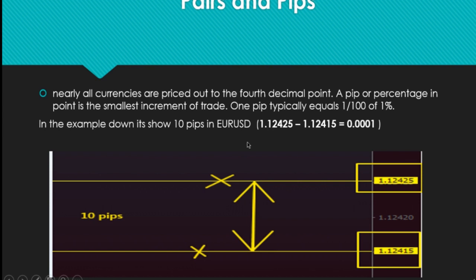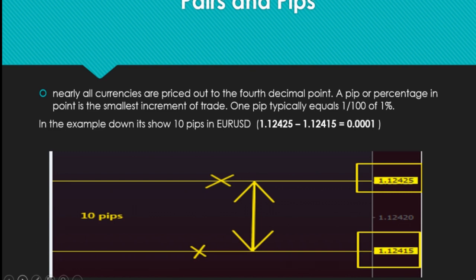As you see it here, that's how you calculate 1 pip. Look here, 15 and 25. The difference here is 1 pip. 10 pips, sorry.